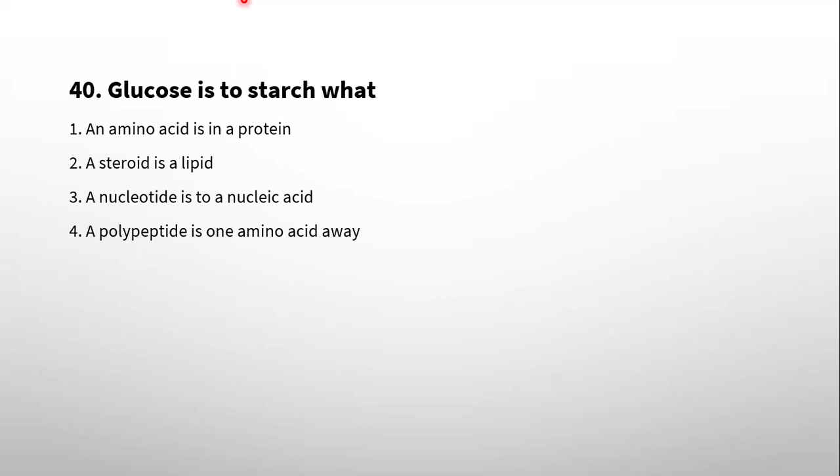No. Lipids are not polymers. Steroid is a kind of lipid. 3. A nucleotide is a nucleic acid. Yes, nucleotides are monomers of nucleic acids. A polypeptide is one amino acid away. Okay, B. Go with B, 1 and 3.